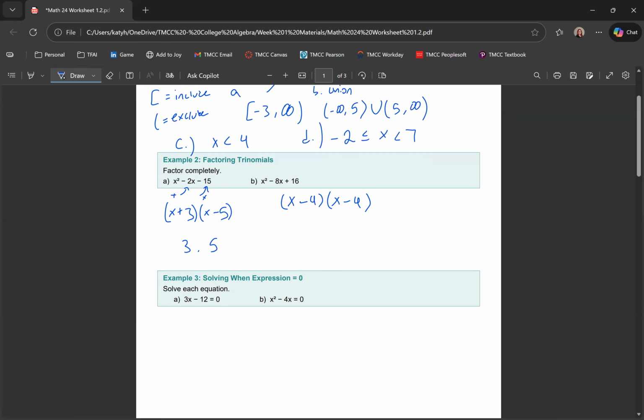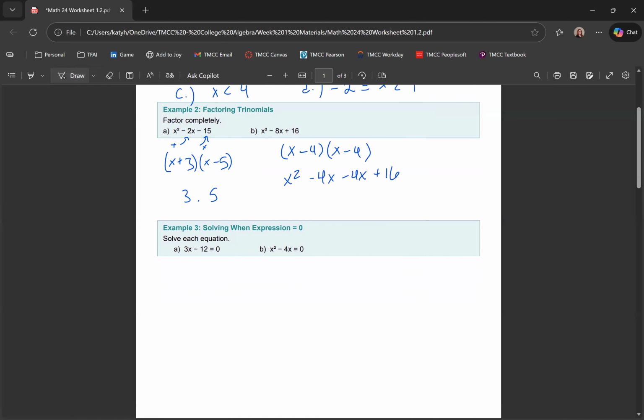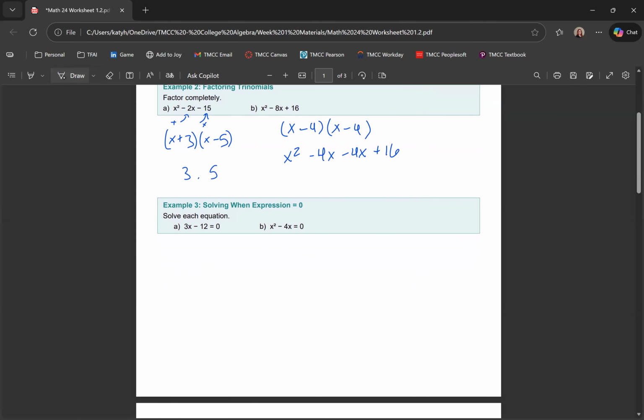We can always check our work by refoiling it back out like this. And we see when I do all of these different terms, we end up with a minus 8x in the middle. So we were definitely correct on that last one. That was just our check. You don't have to do that step, but it's helpful.